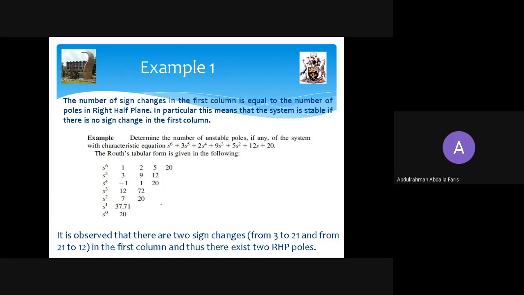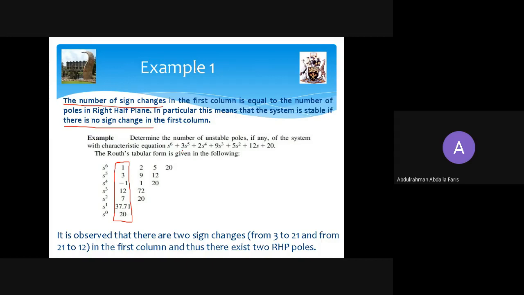So how does this help us in determining stability of a system? The number of sign changes in the first column, once you set up your table, is equal to the number of poles in the right half plane. If all the coefficients in the first column are of the same sign, all positive or all negative, then there are no roots on the right hand side of the plane, so the system is stable.